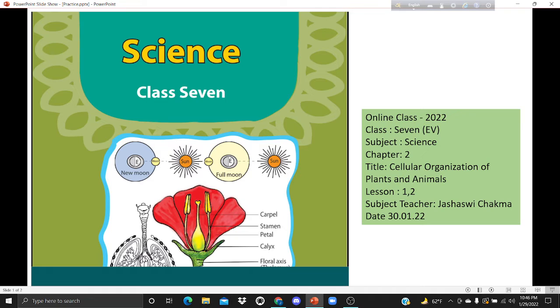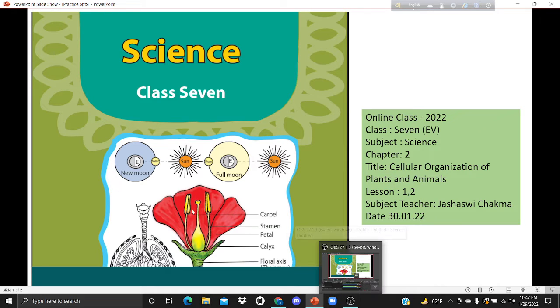we will try to draw a plant cell and an animal cell, and we will discuss the description of a plant cell, and we will compare the plant cell and the animal cell, and we will make the difference between these two cells. Okay.